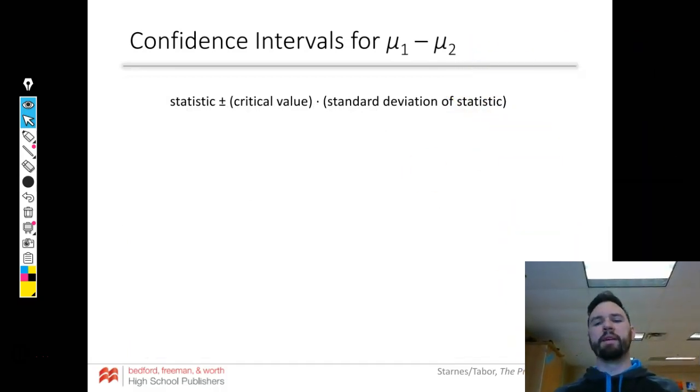Remember this formula? Again, this is review. Confidence interval is your statistic, your mean, plus or minus your critical value, like your 1.96 for 95%, times the standard deviation of the statistic.